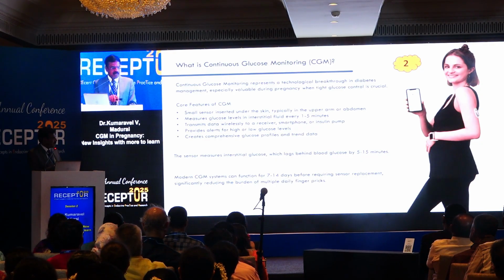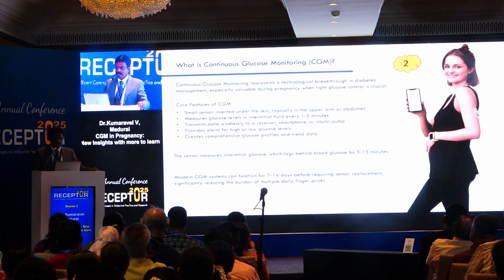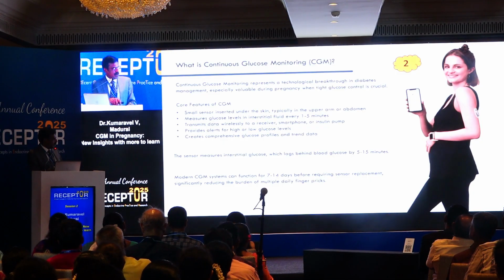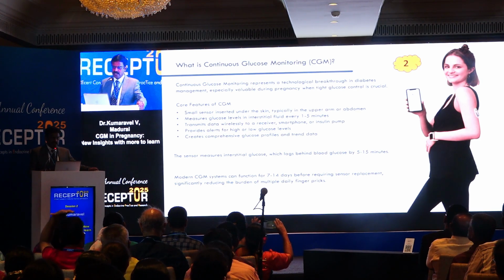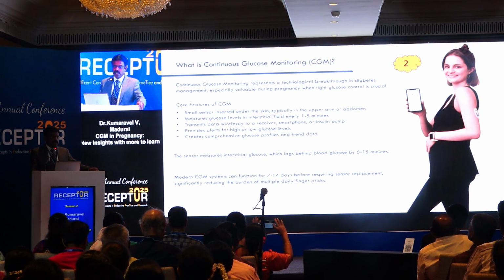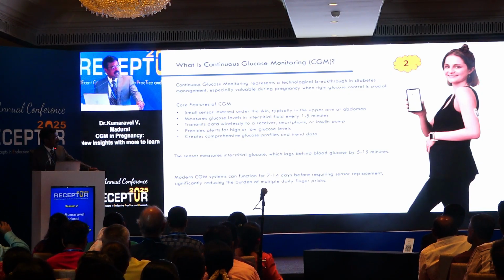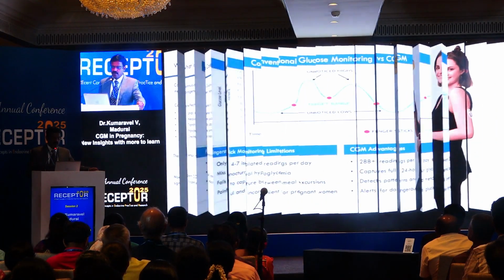The sensor measures, as I said, the interstitial glucose, which lags behind the blood glucose by 5 to 15 minutes. There could be a slight lag, but again, it basically uses the pattern. And the modern continuous glucose monitoring system can function for at least 7 to 14 days. So for 14 days, you can measure your blood glucose beautifully. And nowadays, sensors are available where you can just scan with Bluetooth to your mobile phone, or you can have your reader for doing it.